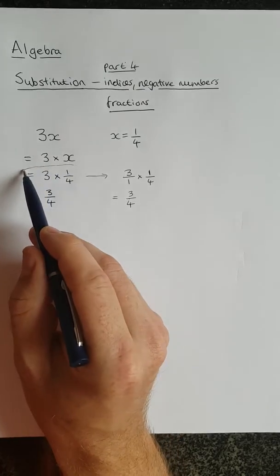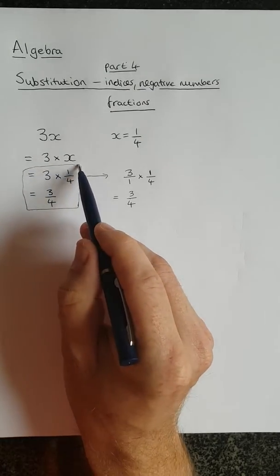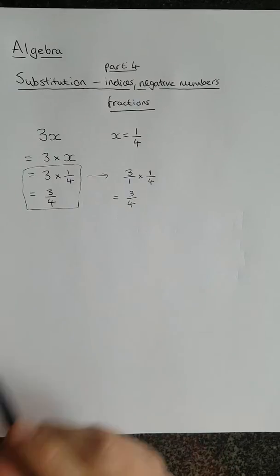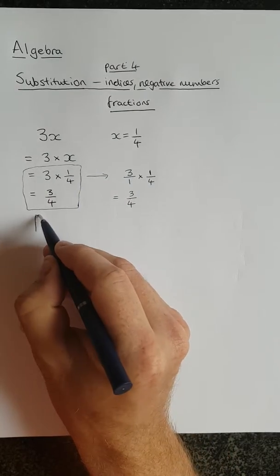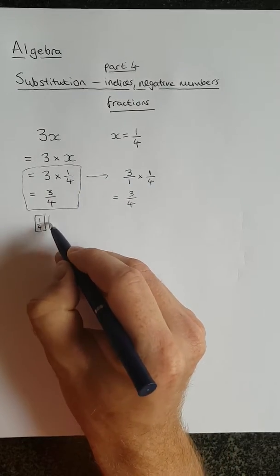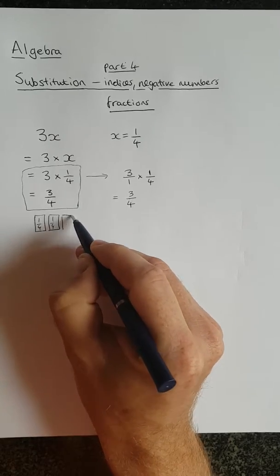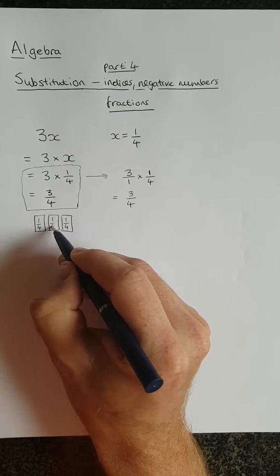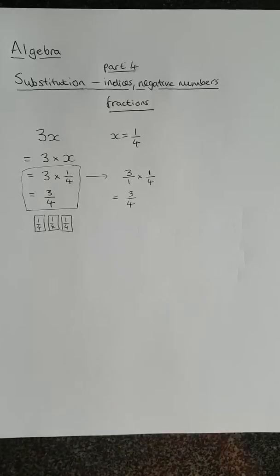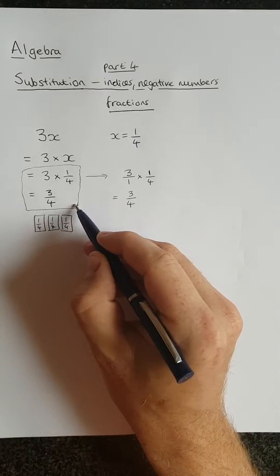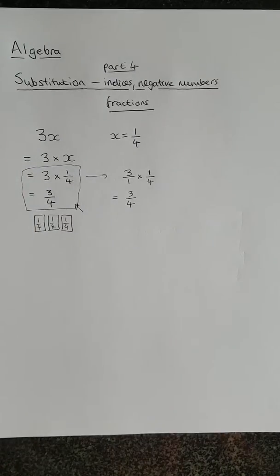But this works very nicely. 3 lots of 1/4. So there's 1/4, there's 1/4, and there's 1/4. So it's just 3/4. It's up to you which route you take, and maybe you'll vary it depending on the situation. But in this case, I would suggest a common sense visualization.